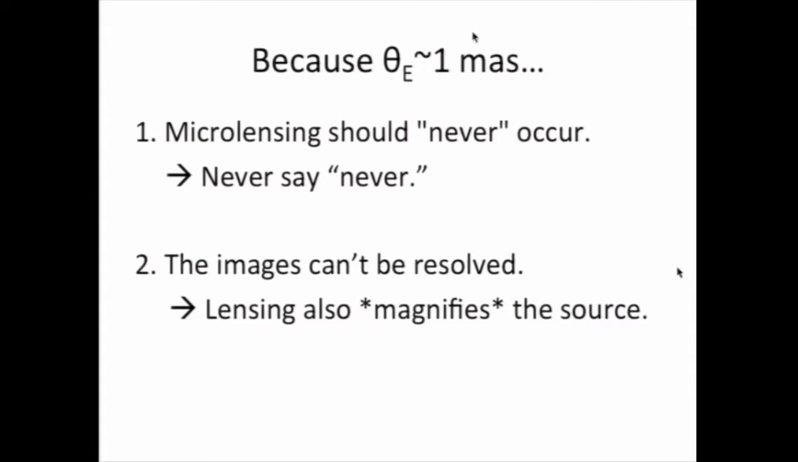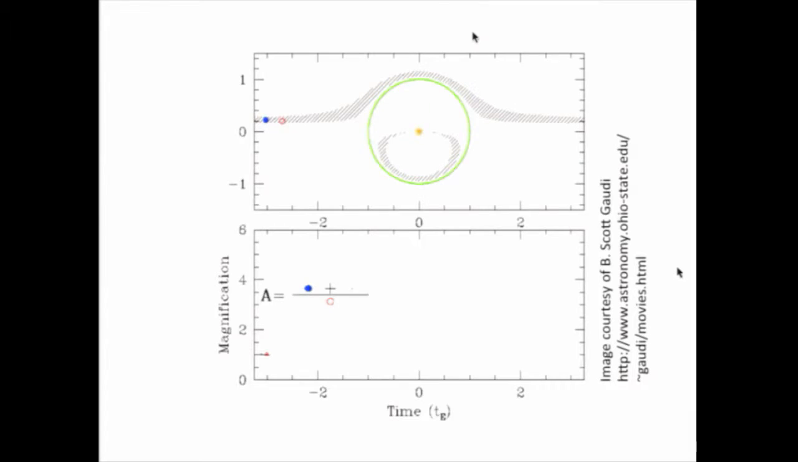So first, you should never say never. And second, lensing also magnifies the source. And so if you look at this animation, what you see is the source star passing behind the lens. You see the two images that they change as a function of time. But you also see in the bottom panel that the magnification is changing as a function of time. And that's key, because we can observe the change in the magnification as a function of time. And the width of the observed light curve is the Einstein timescale TE, and that's directly proportional to the size of the Einstein ring, which will become important later.